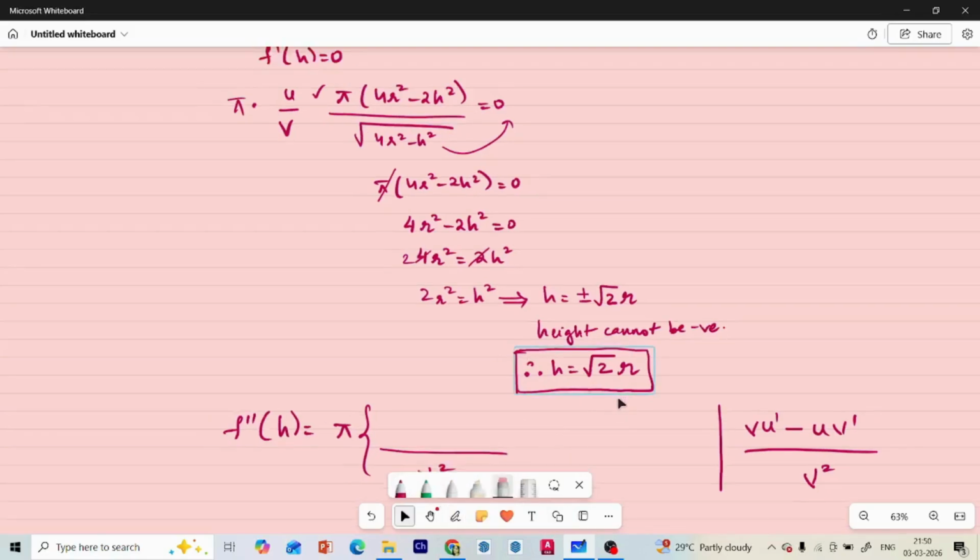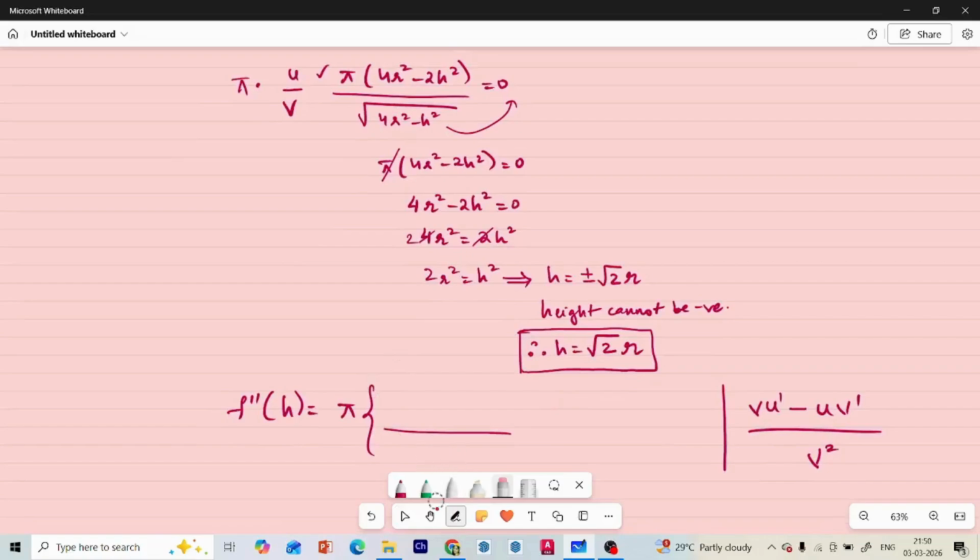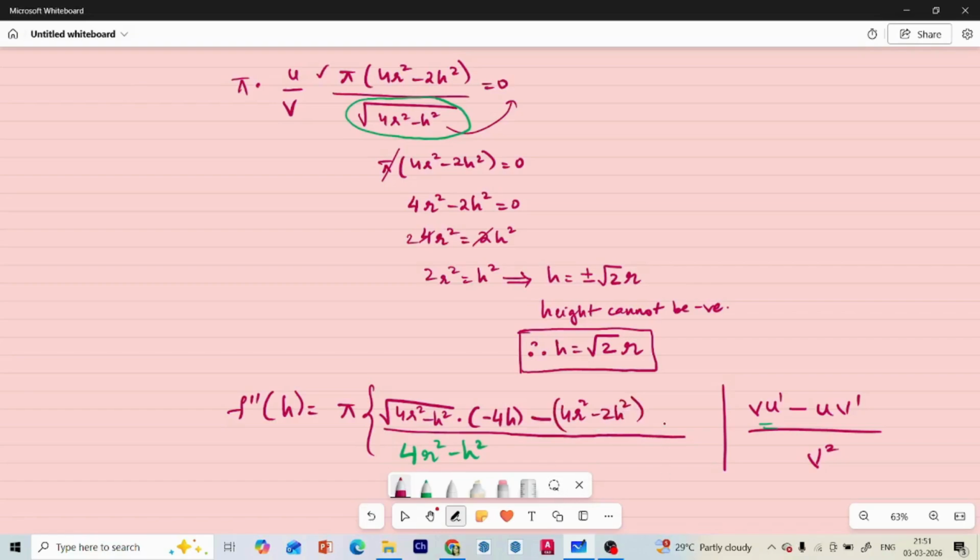So let us do that. Below there is v square, so okay, this is v, kada. So squaring v, what should it become? Here 4r square minus h square, this is v square. Now what should you do? v u dash. What is v? Just write the denominator as it is. Okay, and you have to differentiate your numerator. What should u differentiate to? Minus 4h. Okay, minus uv dash.